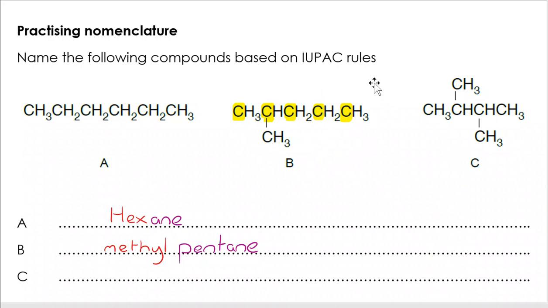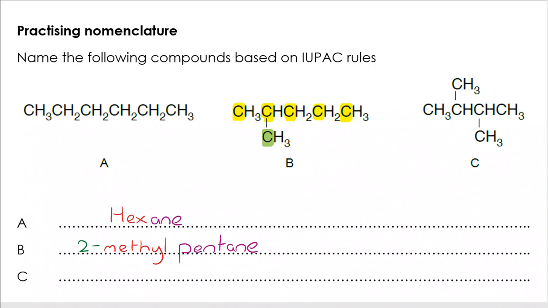But because we have a particular position, we have to number it. And in this case, it is 2-methylpentane. That's not because we're numbering left to right. It is because we are numbering from the lowest end to give us the lowest possible number.